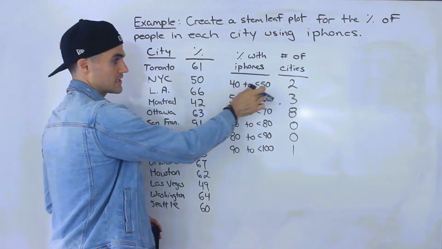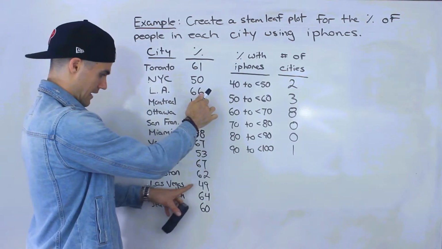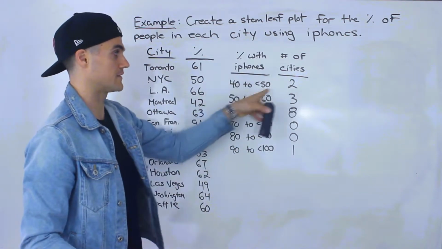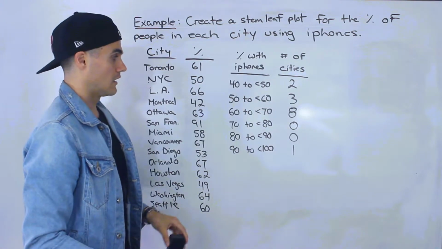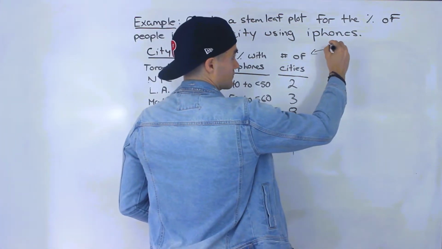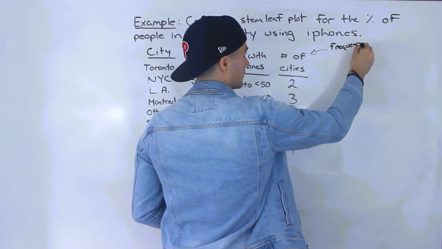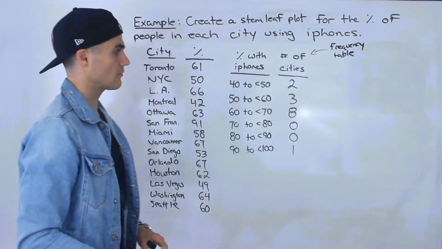So between 40 to less than 50%, notice that it was Montreal and Las Vegas. So there were two cities that fell in this interval, and then three cities that fell into this interval, etc. Now, this is called a frequency table. I mentioned that in the previous video as well.